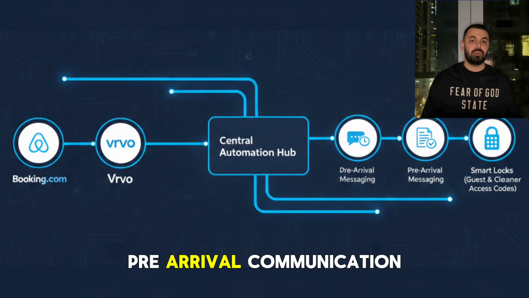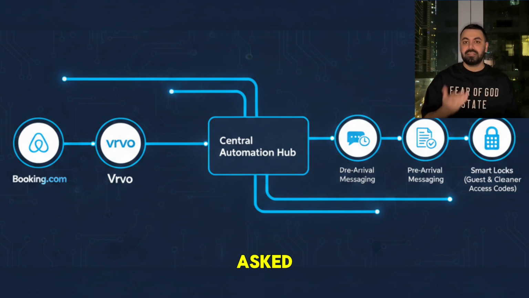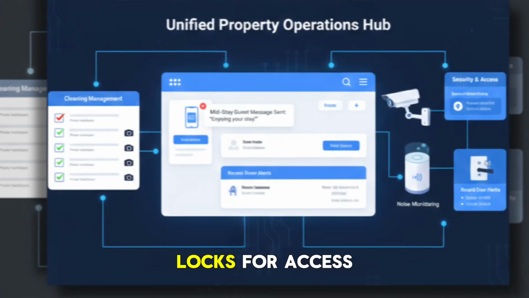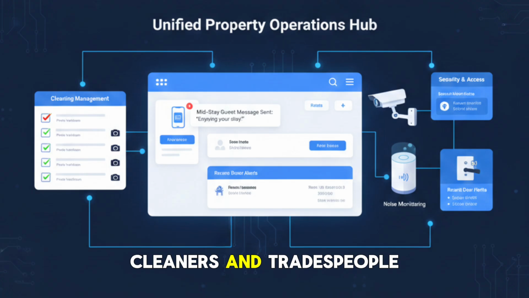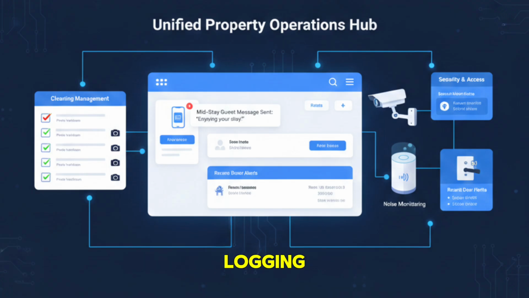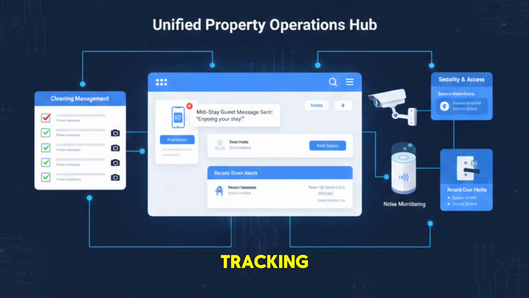You need a pre-arrival communication system that answers every question before it's asked and makes check-in seamless. You need smart locks for access control, unique codes for guests, cleaners, and tradespeople with full activity logging. You need a cleaning system with automated notifications, digital checklists, photo confirmation, and deadline tracking. You need a mid-stay check-in that catches problems before they become reviews.